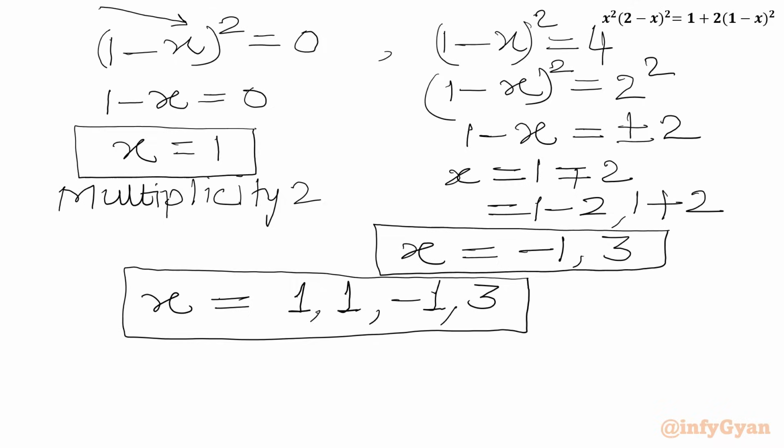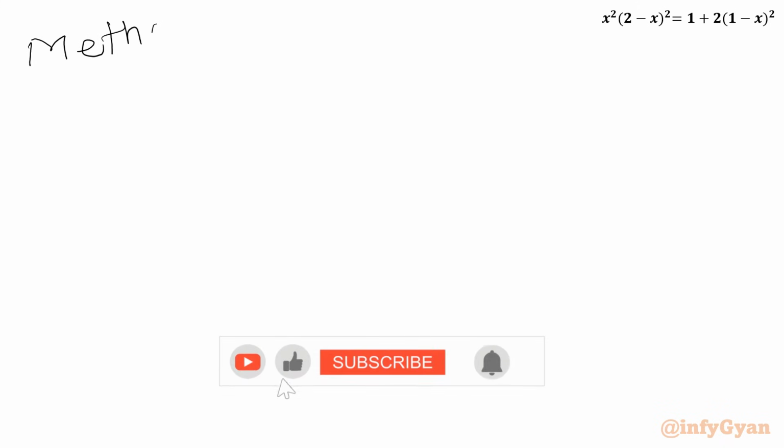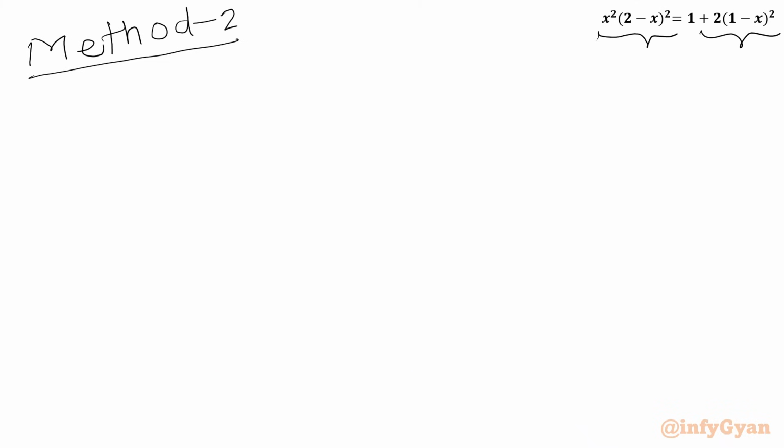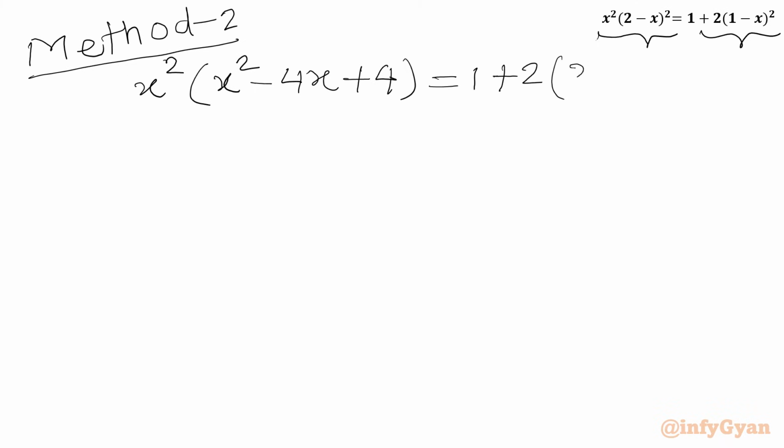Now method 2 is the conventional one. So let me write here method 2. Here we will expand LHS, expand RHS. So I will write here x square. Now we will apply the (2 minus x) whole square formula, which will be equal to x square minus 4x plus 4. In RHS we will write 1 plus 2 times, in the bracket, x square minus 2x plus 1.